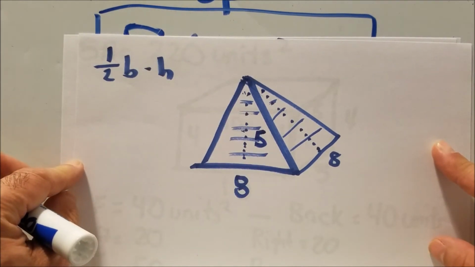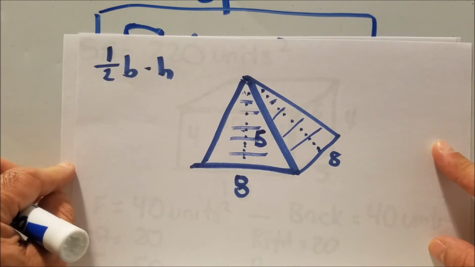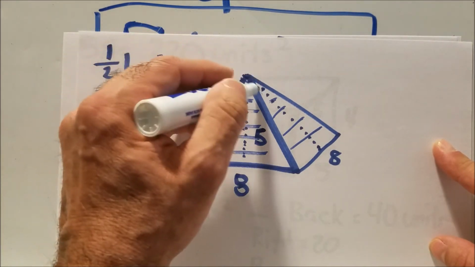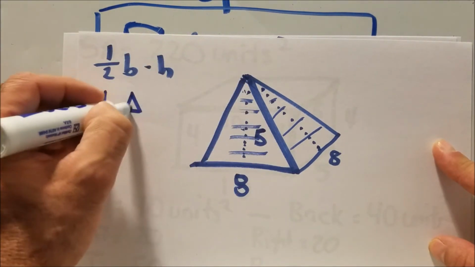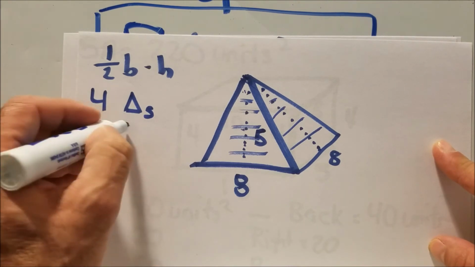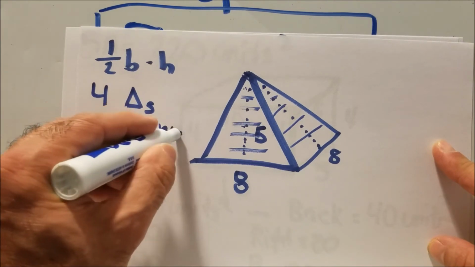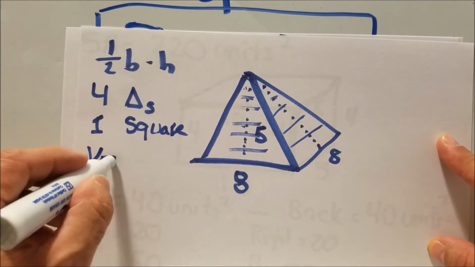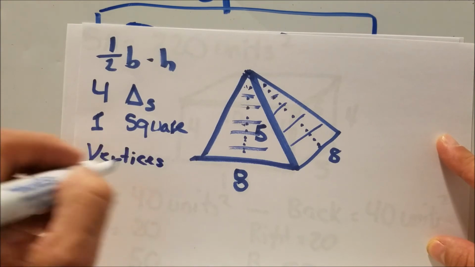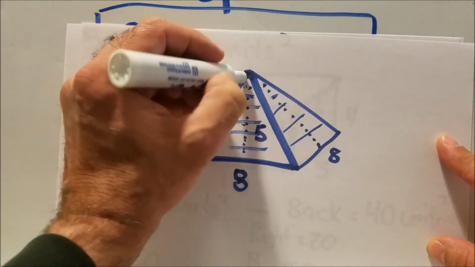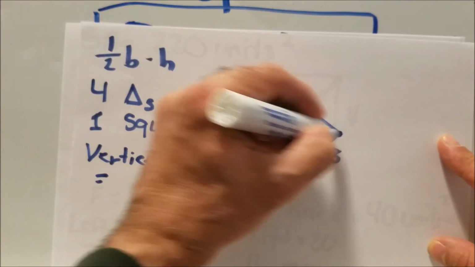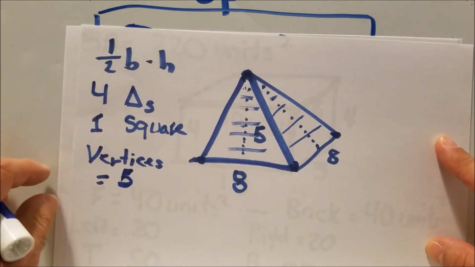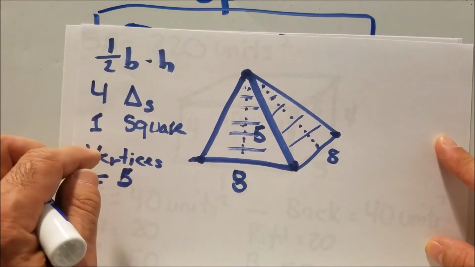First of all, we should know, how many faces do we have? Well, we have a front side and a back side, and a left and a right. So we have 4 triangles, and then we have one base. That's a square. One square. So we have 5 faces. How many vertices do you think we have? So we have 5 faces, but how many vertices? We have 1, 2, 3, 4, and 1 in the back we can't see. 5 vertices.